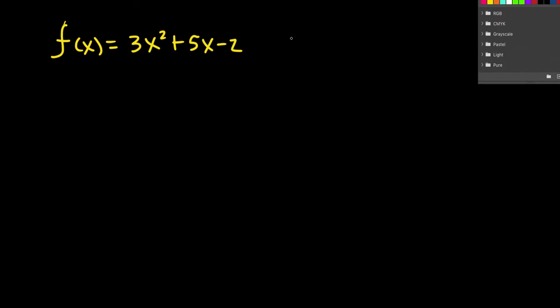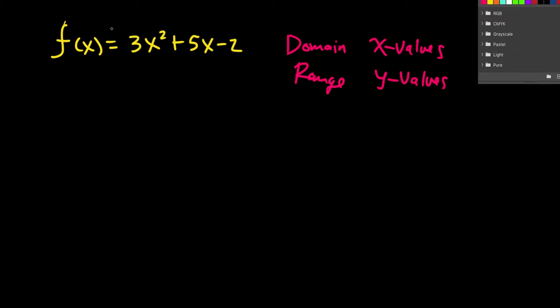Now in a general sense, domain represents all the x values, and range represents all the y values. Now over here there's no y written, but keep in mind that f of x is the same thing as y. And so this statement, f of x, can tell us a lot.